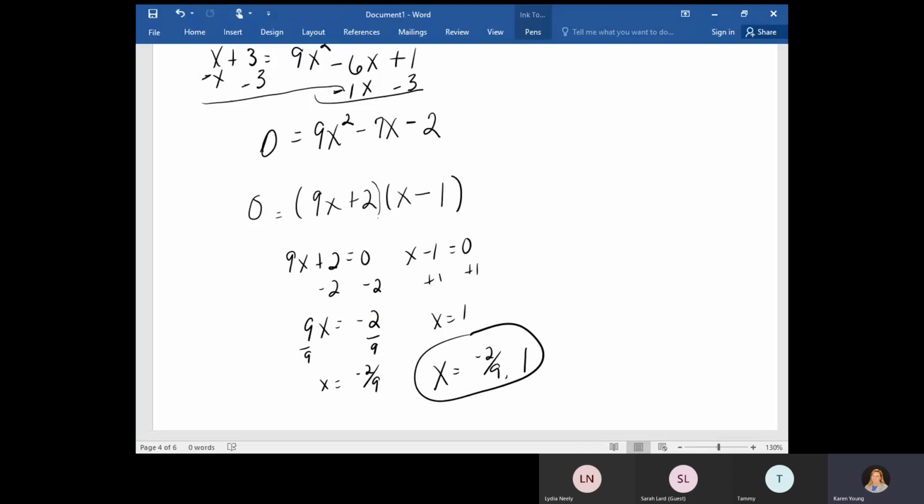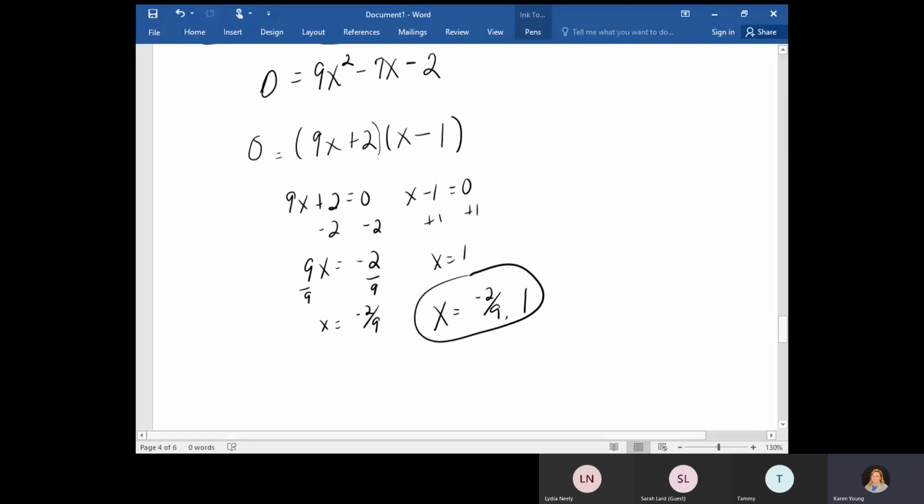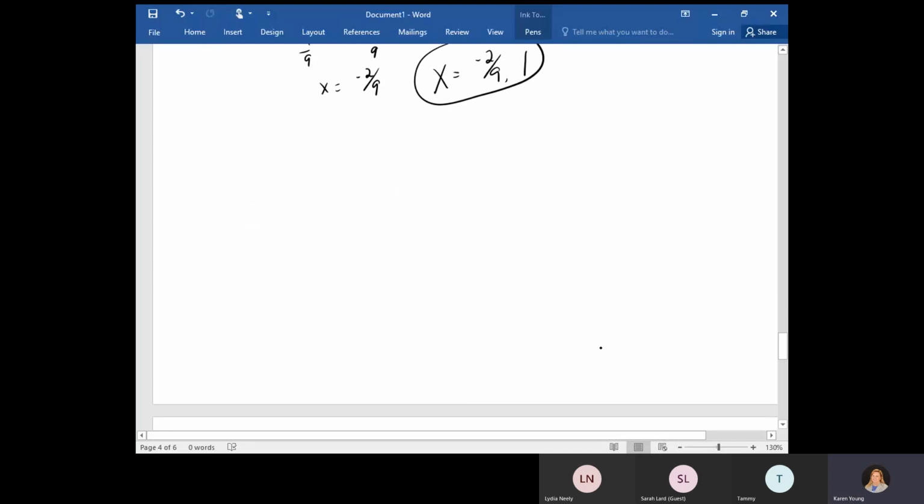All right, I've got one more equation to show you. Actually, there's 2 more, but I'll save one of them until next time.